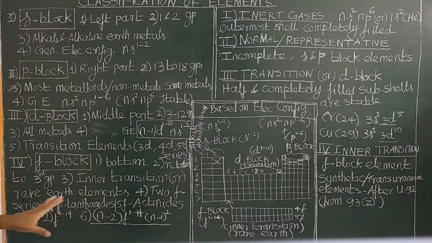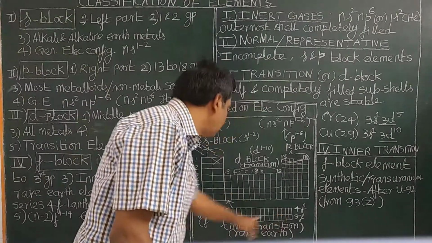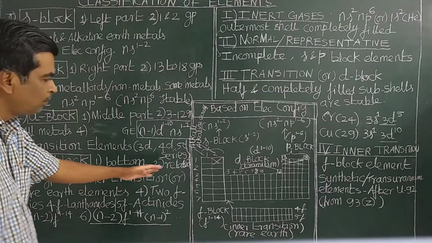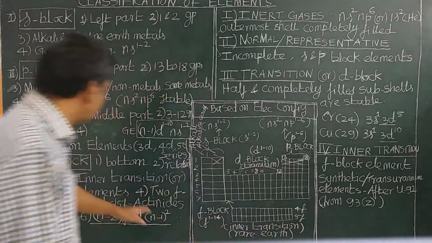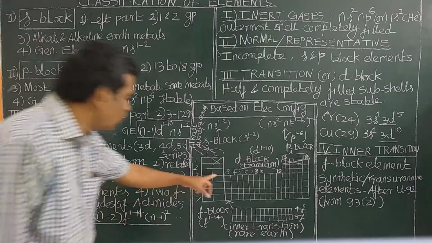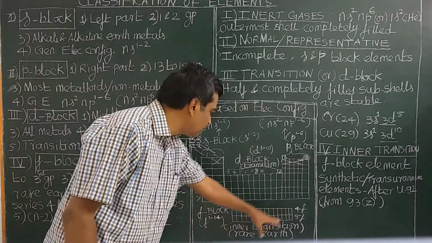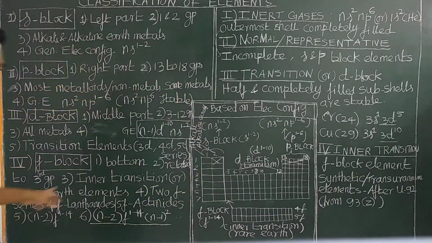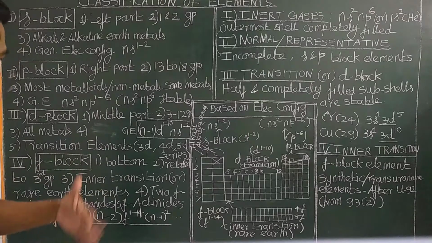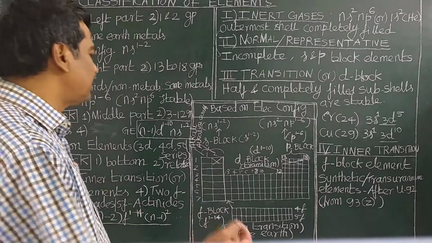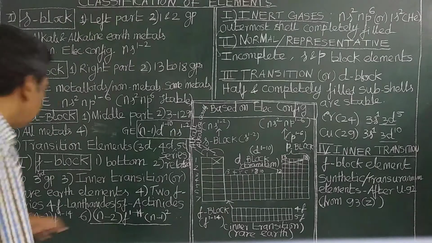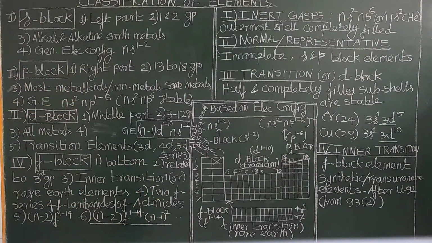F block elements are placed at the bottom of the periodic table, below the main part of the periodic table, and they are related to the third group. They show the oxidation state of plus 3 for lanthanides and actinides. They are also called inner transition elements or rare earth elements. Why are they called rare earth elements? Because they are present in very small quantities in the earth. Therefore, they are rare earth elements, and there are 2 F series.